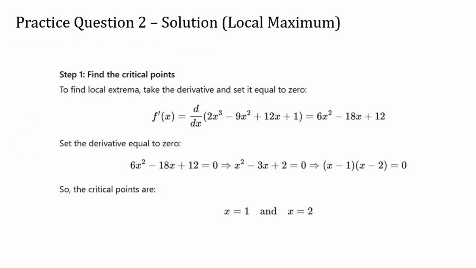To find the local maximum of a function, we begin by identifying where the derivative equals 0. These points, called critical points, are potential locations for local extrema. So in step 1, we differentiate the given cubic function using standard power rule differentiation. Once we have the derivative, we set it equal to 0 and solve the resulting quadratic equation. Factoring gives us two critical points within the interval from 0 to 4, at x equals 1 and x equals 2.